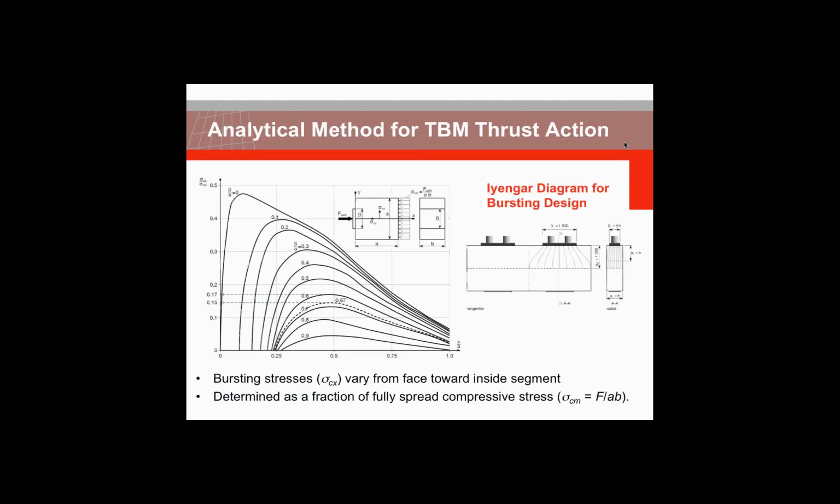The famous analytical method for TBM thrust action is the Iyengar diagram, which usually gives more details of bursting forces. Here you can see the distribution of stresses, and the key parameters, similar to the simplified equations, are the dimensions of the loading surface, which in this case is the jacking area, and the dimension of the spreading surface inside the segment, which could be the whole segment, or if there is an eccentricity, less than the whole segment. Based on such a diagram, you can find the tensile bursting strength as a function of the fully spread compressive strength, and you can find the location of the maximum stresses.